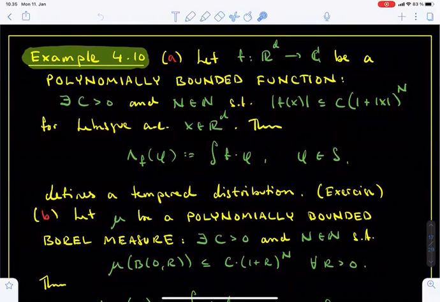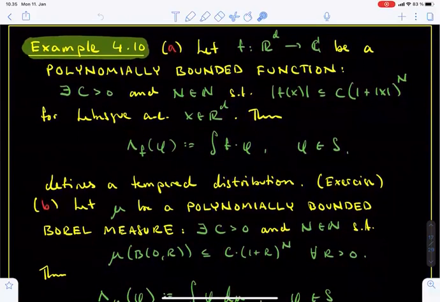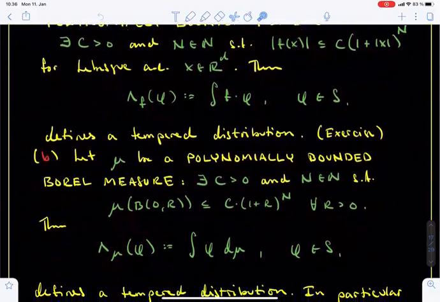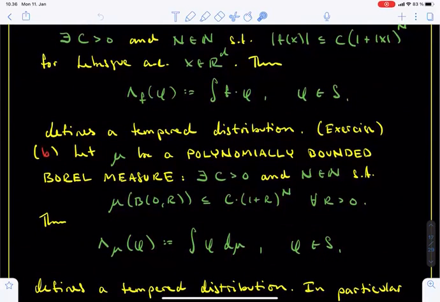Then, as in the case of LP functions, we may associate to f a linear map on the space of Schwarz functions by the formula lambda f at phi equals the integral of f times phi. As an exercise, you can check that this integral is absolutely convergent for all Schwarz functions phi, and lambda f is a tempered distribution. It is easy to imagine many examples of functions which are polynomially bounded, but do not lie in any LP space. For example, any non-zero polynomial is such a function.